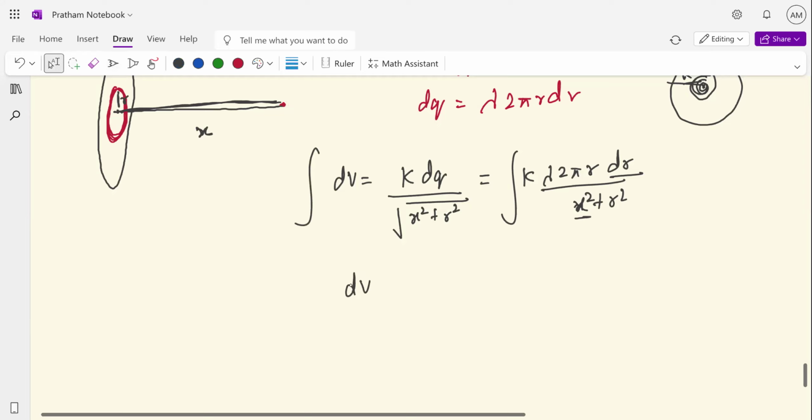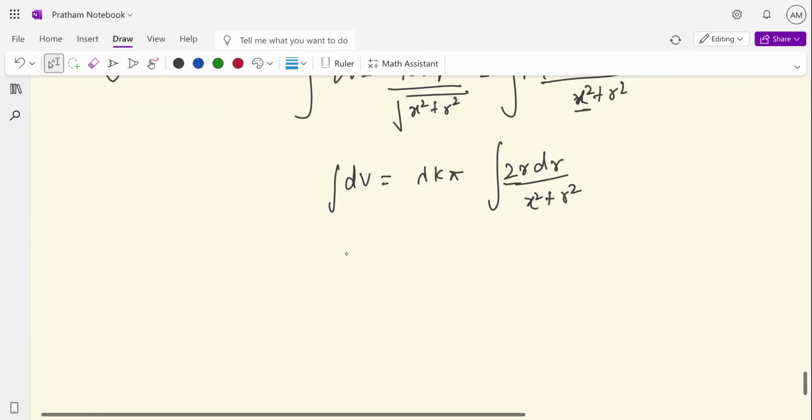If I integrate it, let's take all the constants outside: sigma k 2 pi outside. I'm left with r dr divided by the square root of x square plus r square. One more thing, keep the 2 inside. I am putting the 2 inside because I need to do the integration. If you do the integration, you will finally get V. You know how to integrate this part.